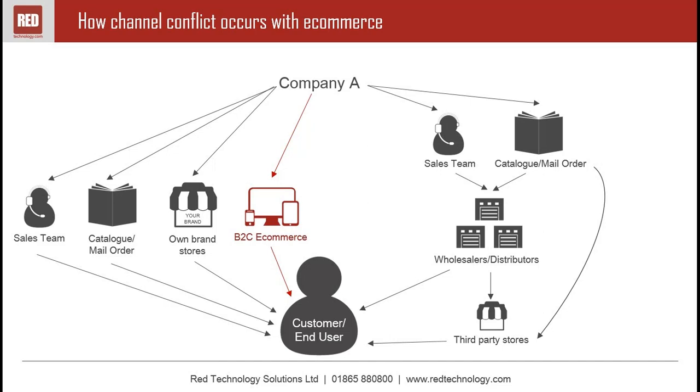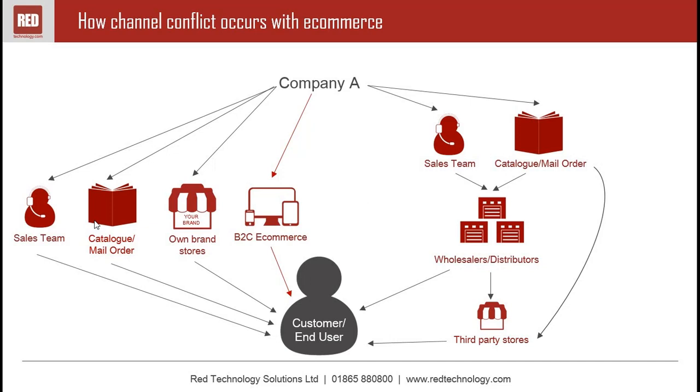If we then, over the top of that, launch a B2C website, a retail website where you're going direct, the conflict can occur in both places. It can occur internally, over on the left-hand side. So you're now potentially in conflict with your sales teams, your catalog, and own branded stores. Or alternatively, you're going to be in direct competition with your trade route.